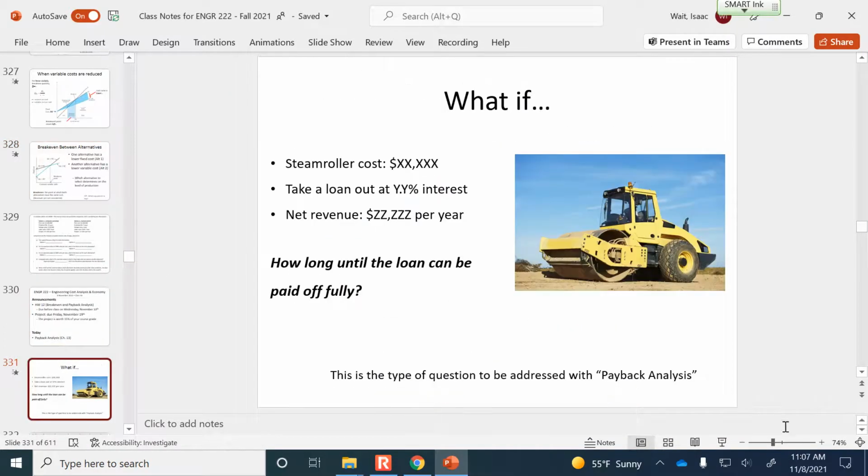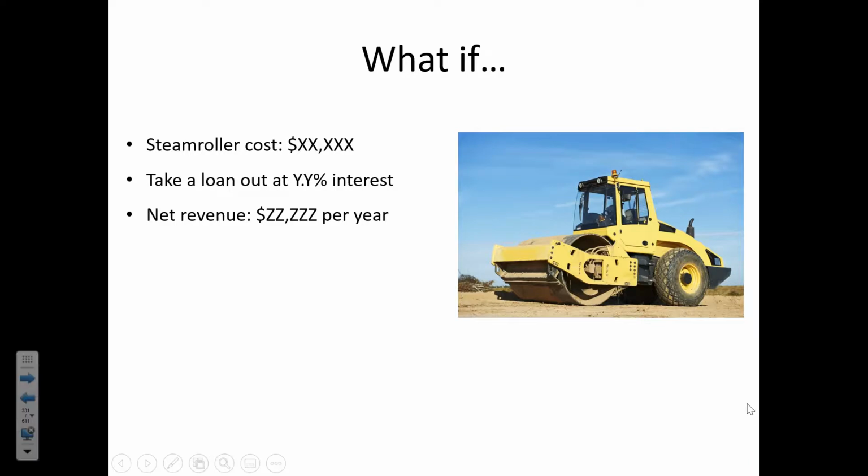Now, let's change gears a little bit and think about acquiring equipment. It could be construction equipment, it could be computer equipment, anything that you have to purchase that has a big upfront cost. So let's say that this particular steamroller has a certain acquisition cost, and we're going to be obtaining that equipment by taking out a loan at a certain interest rate. It doesn't matter exactly what the number is, but there's some initial acquisition cost and a given interest rate.